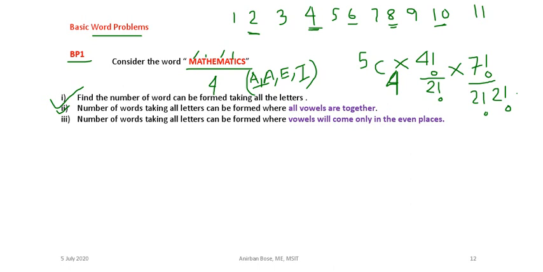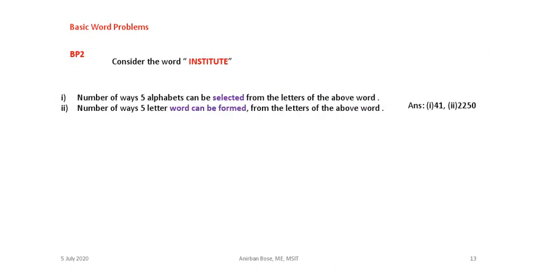Now coming to the next problem. This is the next category of word problem. Let us consider the word institute. Now the first question is, number of ways 5 alphabets can be selected from the letters of the above word. The question is 5 alphabets can be selected. The question is not that the 5 alphabets will be arranged. It is only the question of selection. That means it's a question of combination.